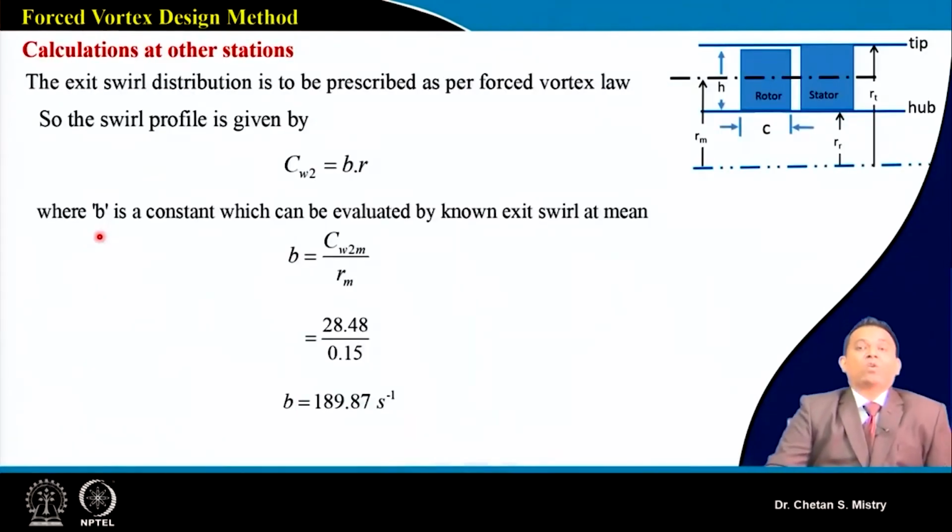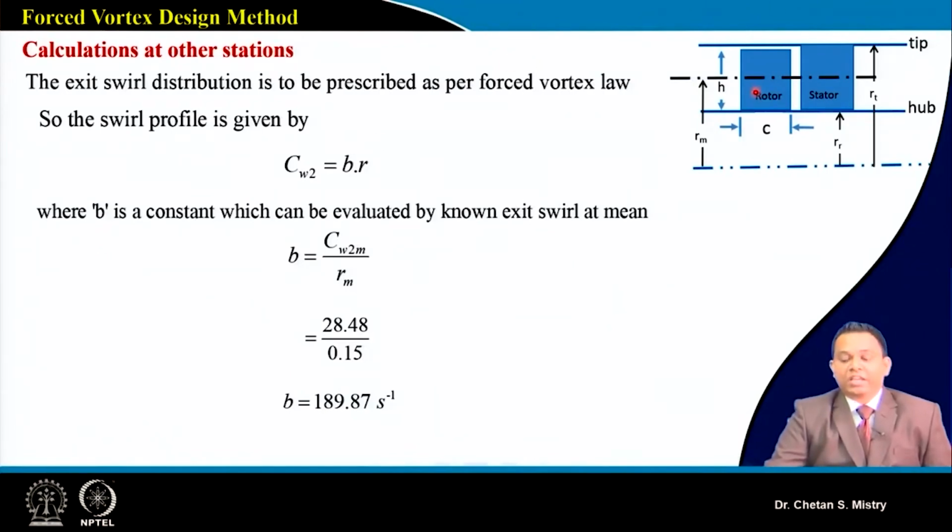In order to do the calculation at different stations, here it is given that my entry is axial, that means my Cw1, my whirl component at the entry, is 0. Now, in order to do the design, we will be assuming my whirl component at the exit follows B into R, that is Cw2 equal to some constant B into radius R. Since at mid station we know Cw2 and we know the radius, putting Cw2 at the mid station as 28.48 and my mid radius as 0.15 gives me my constant B. It is 189.87 per second. So now we know our constant.